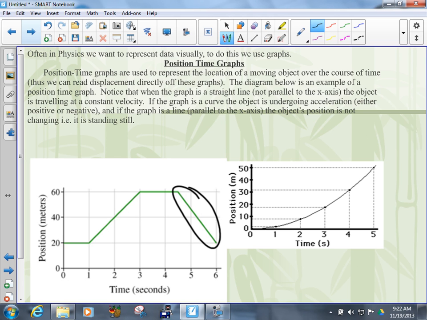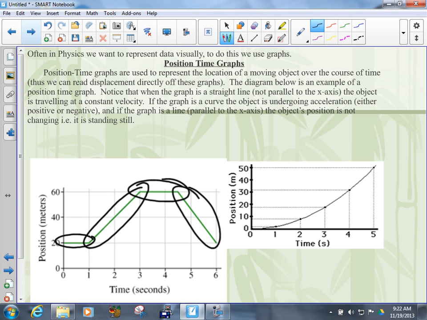It stopped for a period of time. Okay, how do we know it was stopped there? The position didn't change. It was at the same place, 60 meters for a second and a half. All right, what else did it do? Kendra? Right, it traveled forward for a couple of seconds. Okay, and what did it do here? Yeah, it just sat there. Okay, for a second, didn't move.